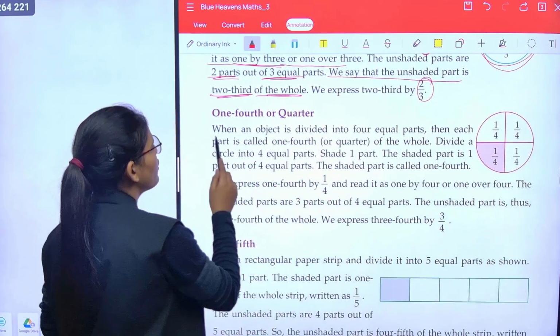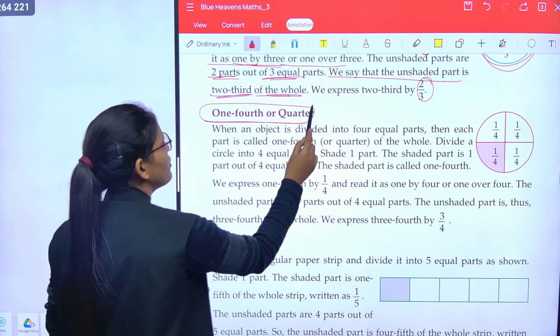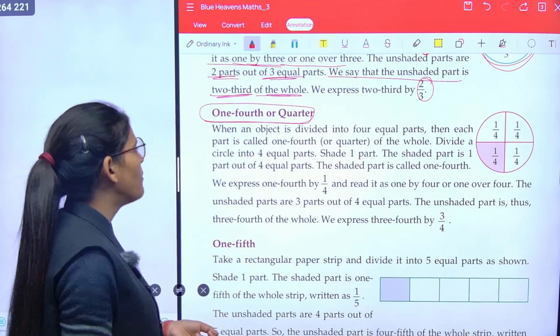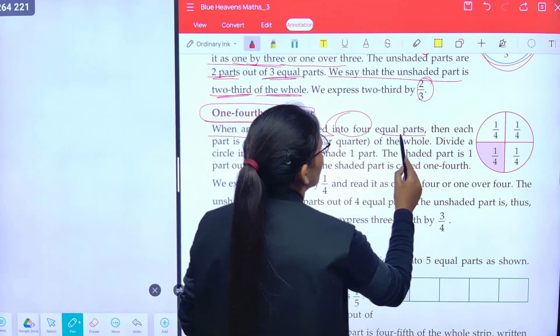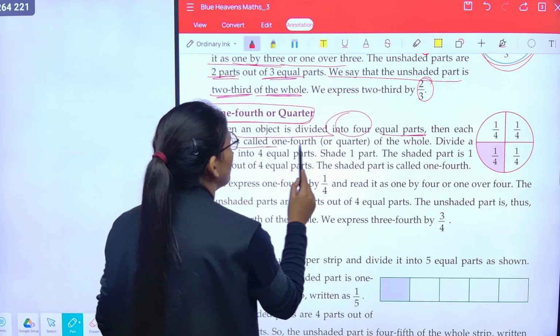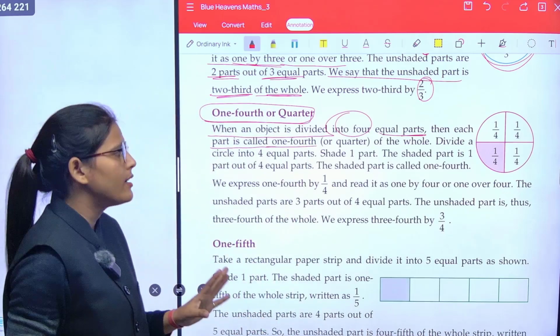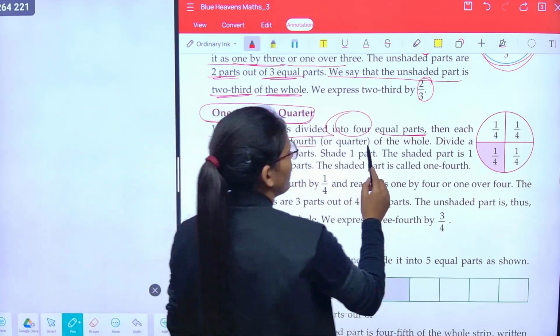ओके, 1/4 और क्वार्टर. 1/4 को हम क्वार्टर भी बोलते हैं और क्वार्टर को हम 1/4 भी बोलते हैं क्लास. When an object is divided into four equal parts, then each part is called 1/4, or a quarter of the whole.